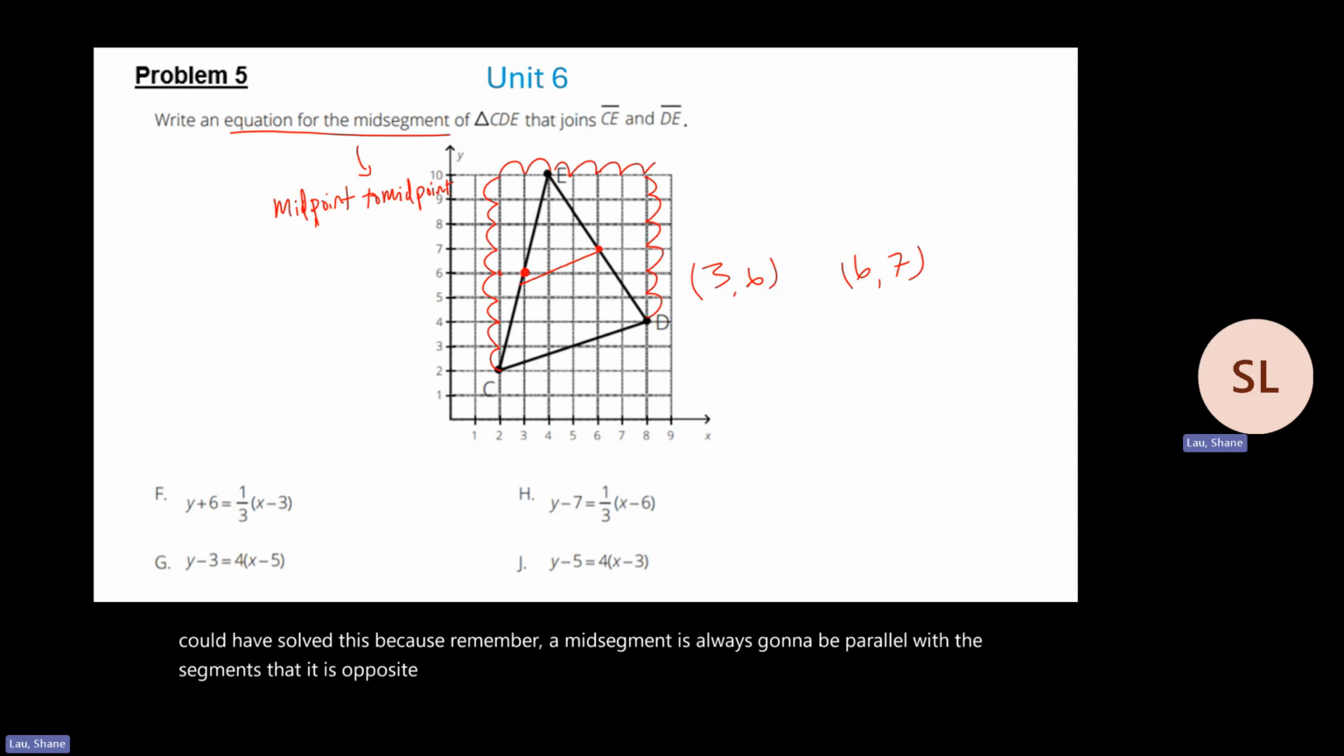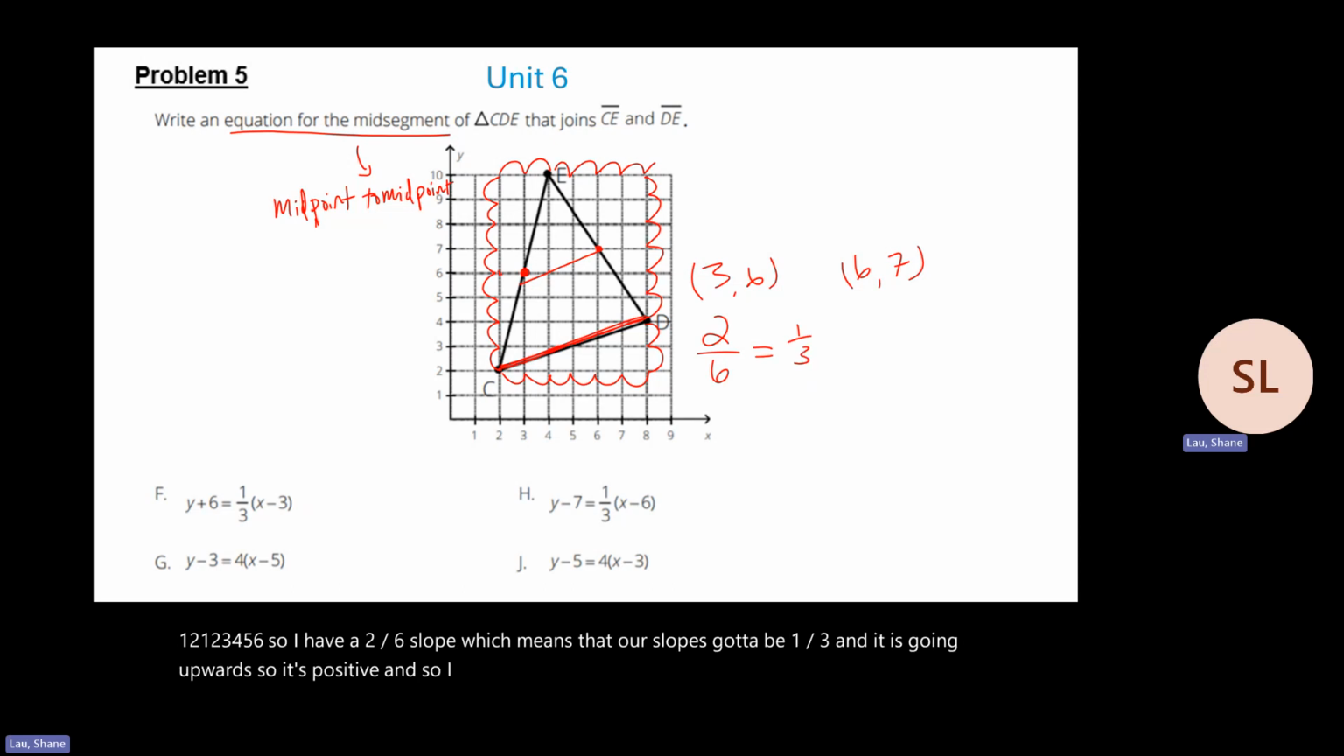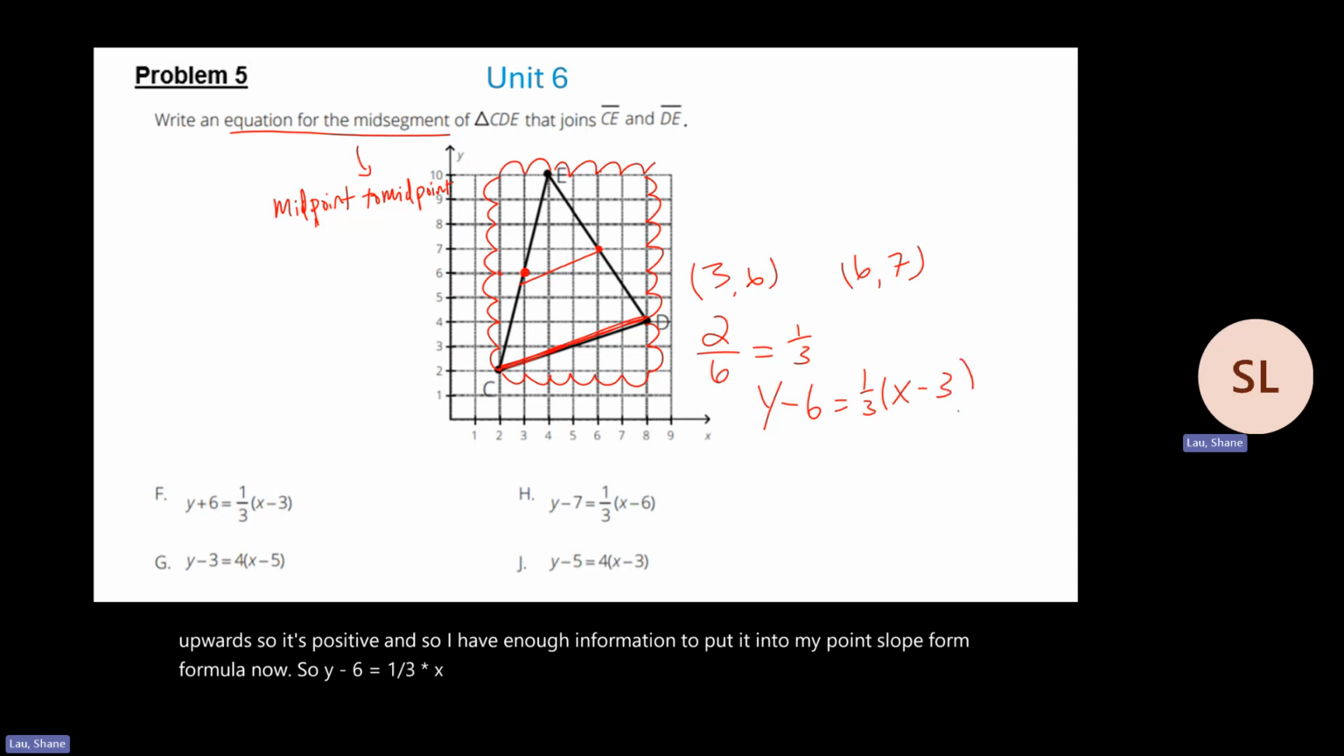So because we have the mid-segment of CE and DE, that means that this must be parallel with this line right here. So we find the rise over run. 1, 2, 1, 2, 3, 4, 5, 6. So we have a 2/6 slope, which means that our slope's got to be 1/3, and it is going upwards, so it's positive. And so I have enough information to put it into my point slope formula now. So y minus 6 equals 1/3 times x minus 3.